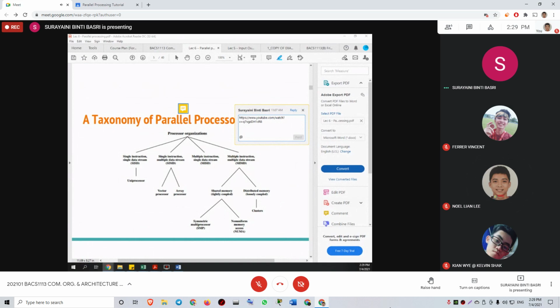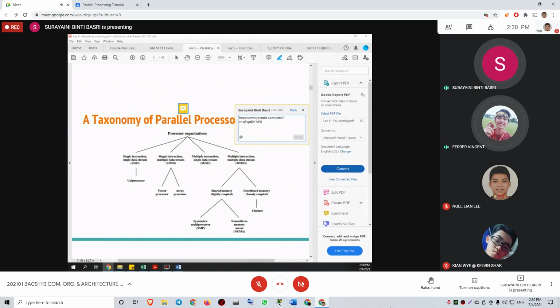Two. Okay. So Kelvin, can you guess how many processors the quad and dual core use? 4 and 2. Okay, yes. Quad is 4, dual is 2.